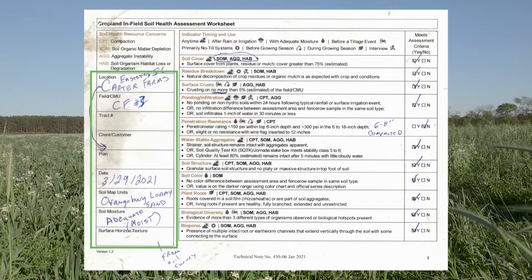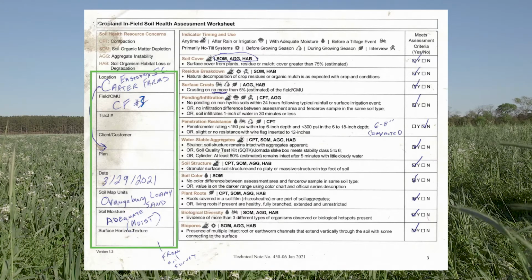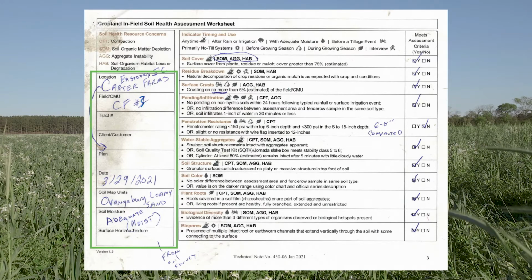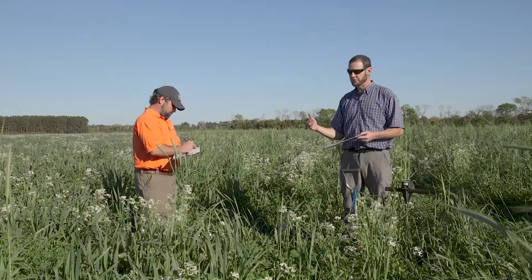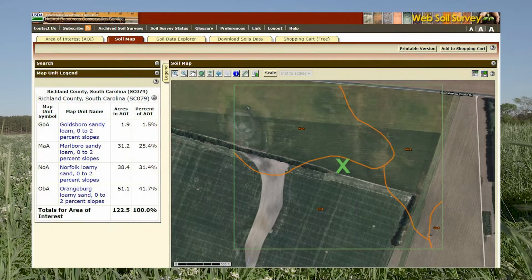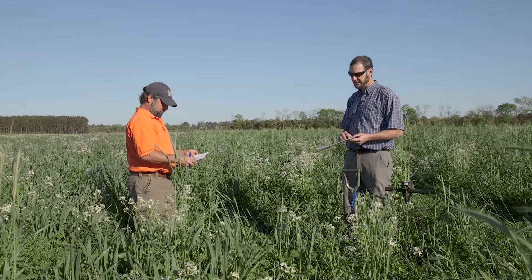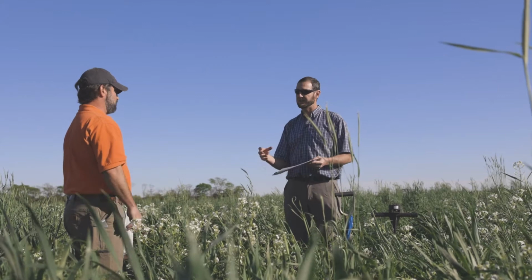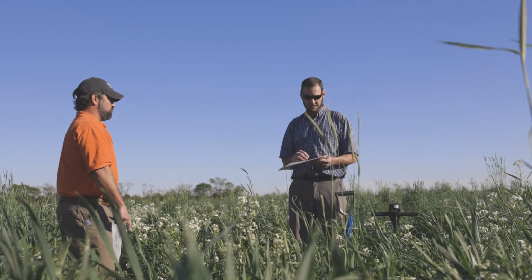So we have location, field or conservation management unit, tract, customer or client, the plan that we're working on, the date, and soil map units. This was identified as Orangeburg loamy sand. Different ways we can identify that would be through a soil web app, your current published Web Soil Survey map, or a hard copy of the soil survey, or you could even identify this through the LandPKS app as well.